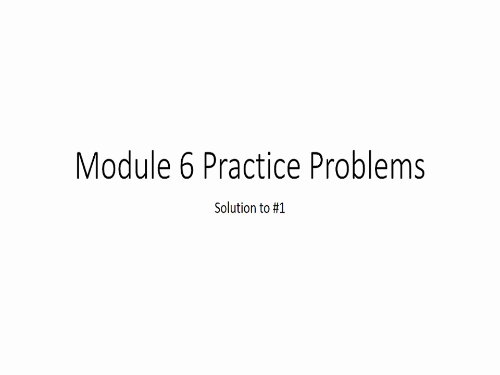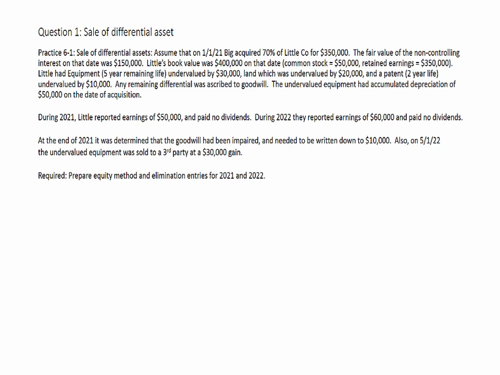Let's go ahead and go through the solution to the first practice problem from Module 6. This involves the sale of a differential asset. We have a partially owned subsidiary acquired at other than book value, with a number of differential items: some undervalued land, some undervalued equipment, an undervalued patent, and some goodwill. At the end of the first year, the goodwill is impaired, and a third of the way through the second year, the undervalued equipment is sold, and we need to account for these two events.